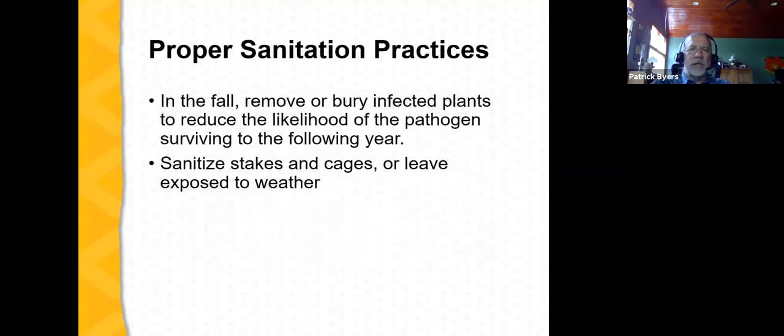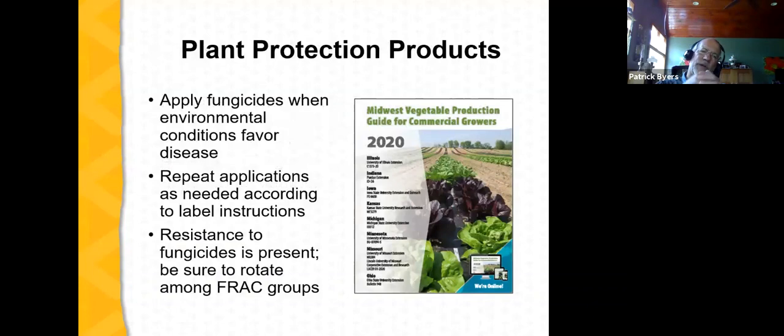On many farms, again, sanitation at the end of the production cycle, get those infected plants out of there. It's also helpful to sanitize your stakes and cages, to sanitize the inside of the tunnel, and to do what you can to reduce the amount of inoculum that overwinters around the place where you're going to be growing those tomatoes next year. There are a number of fungicides that are helpful in managing Alternaria. They are listed in the Midwest Vegetable Production Guide. Make sure that you follow the labels carefully and repeat the applications as necessary. Alternaria is very prone to developing resistance, so rotation among fungicides is very important.